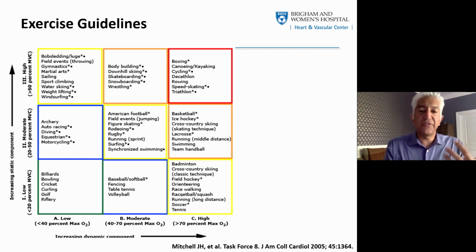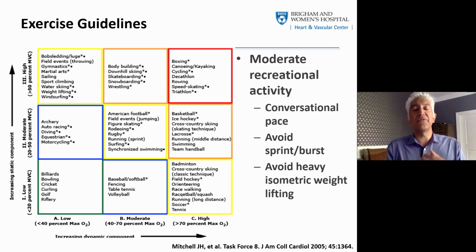Exercise is the other issue that comes up in management of these patients, and in general, this is a matrix of exercise according to intensity by static and dynamic components. The message in general is that for people with hypertrophic cardiomyopathy, we want to be on the lower left-hand corner of this matrix, giving people moderate exercise at conversational pace, avoiding burst or sprint activity, and really avoiding isometric exercise and heavy weightlifting, because we think these can exacerbate obstruction and precipitate risk for sudden cardiac death.